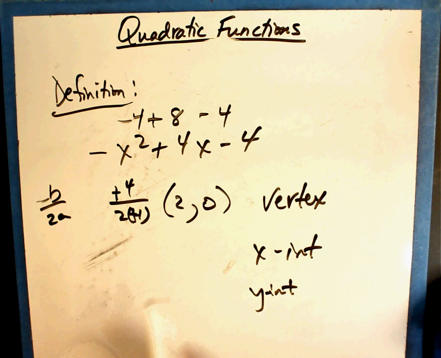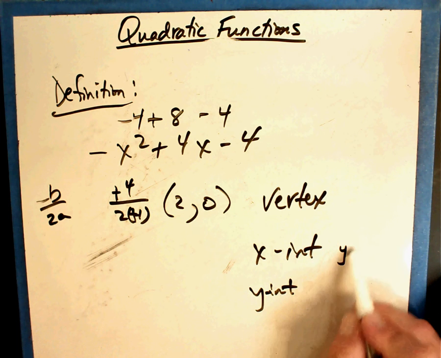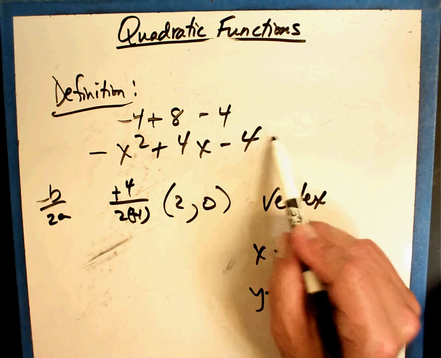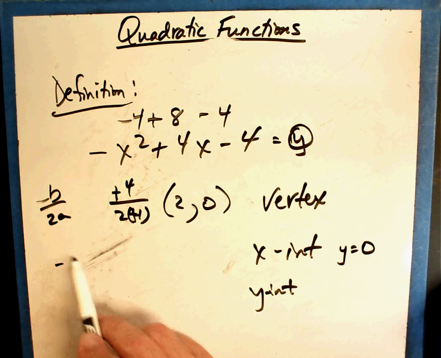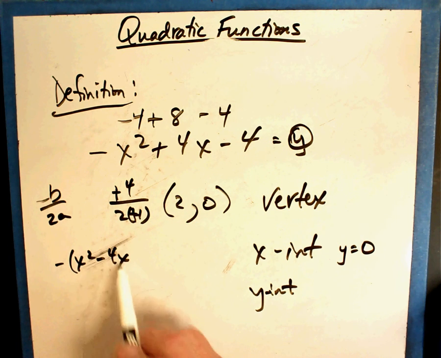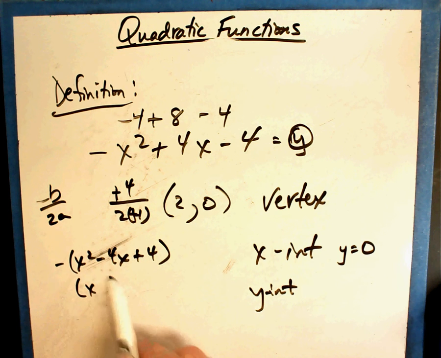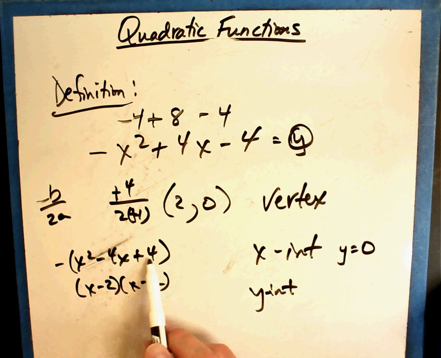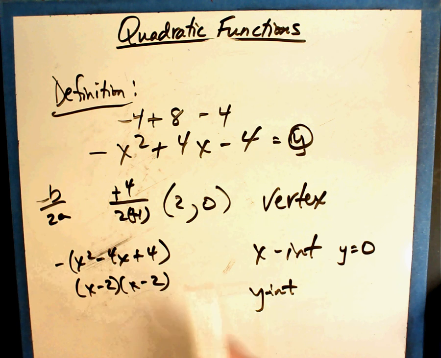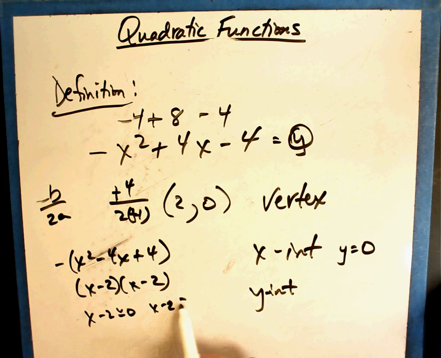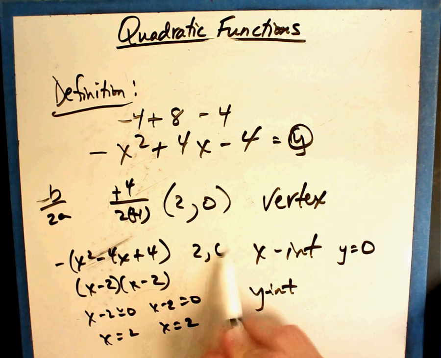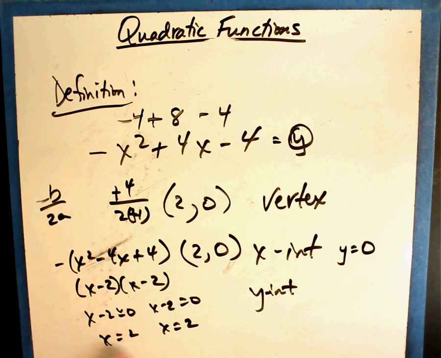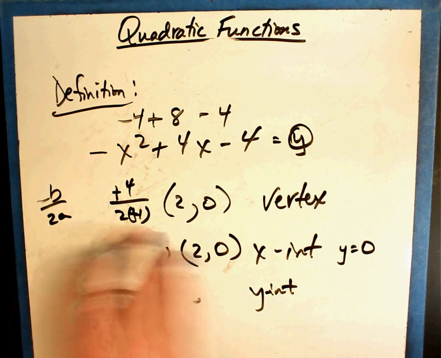2, 0. If I want to get my x-intercept, I'm going to set my y equals 0. And so if this equals y, I'm going to set that thing to 0. So take out the minus. X squared minus 4x plus 4. To factor that, they're both the same, so they're both minuses. 2 and 2 multiplied by 4, and they add up to 4, so that works. That's fine. X minus 2 equals 0, and x minus 2 equals 0. So x equals 2, x equals 2. It's the same point. So 2, 0 is my x-intercept. So I have 2, 0, and you'll notice it matches the vertex.